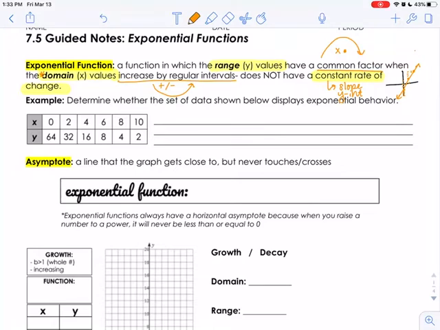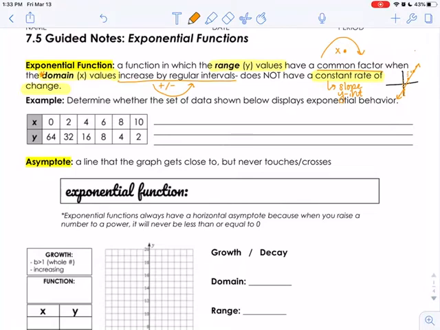If the y values also have a constant rate of change, meaning we're adding or subtracting the same amount each time, then we're going to have a line. But if we're multiplying or dividing each time, we're going to have an exponential function. And then there's many other functions that we'll get into a little bit later, or in geometry or algebra 2, you'll learn about all kinds of functions that have a different relationship between their x and y values.